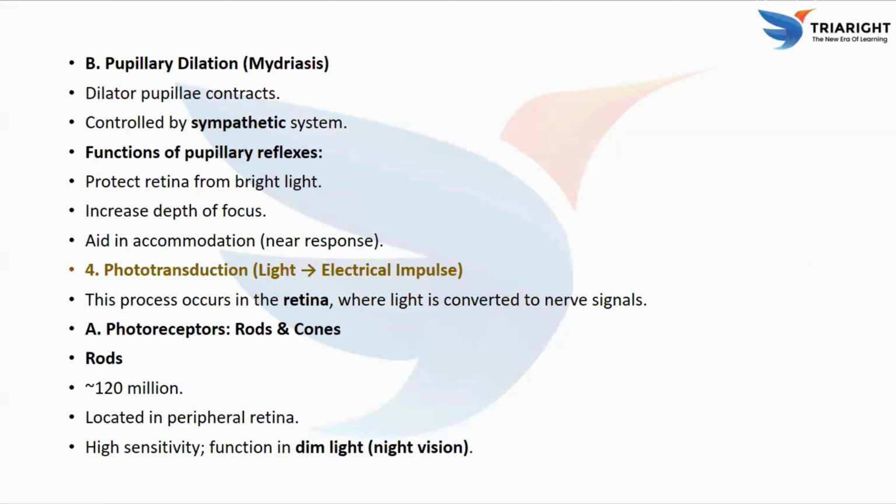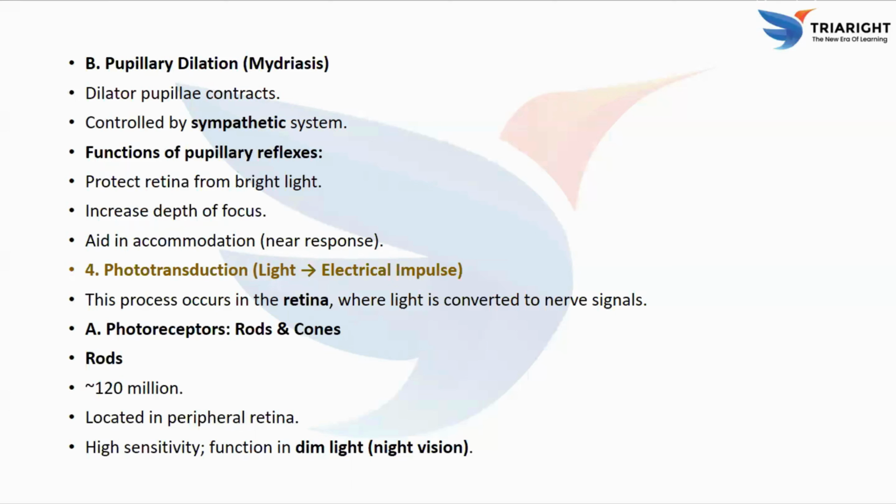So pupillary dilation means the pupil becomes larger, allowing more light to enter. So what is the mechanism over here? The dilator pupillae muscle contracts. So what does it do? This widens the pupil, resulting in the mydriasis condition. So how is it controlled? By the sympathetic nervous system, by the fight or flight nerve, so that the pupil dilates to increase visual awareness.